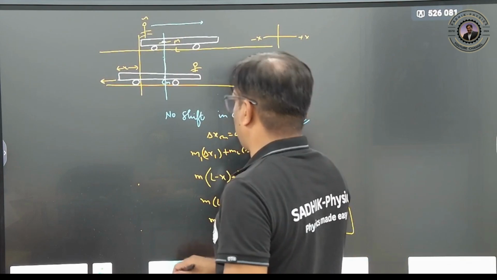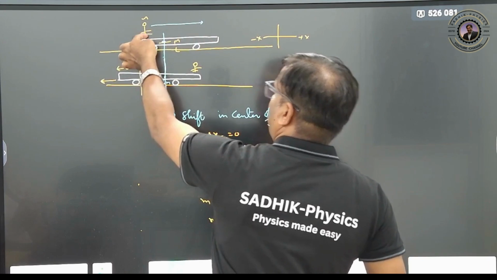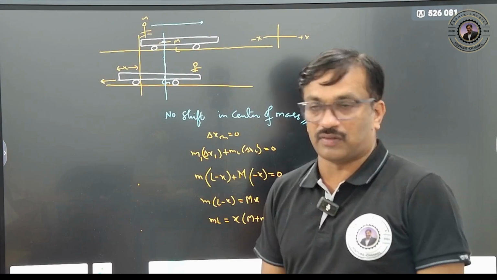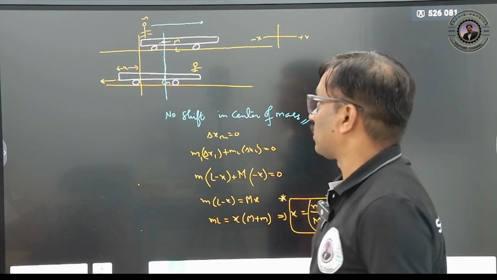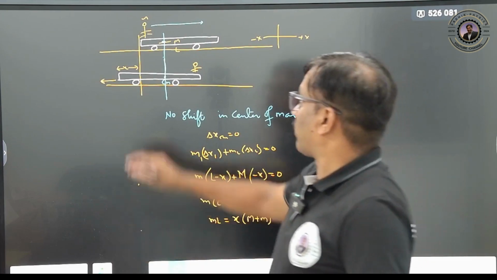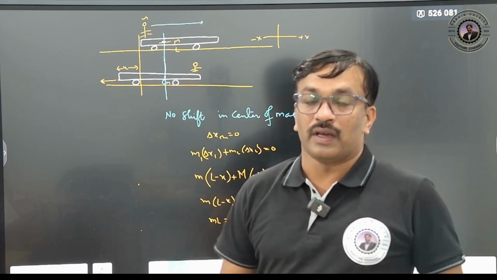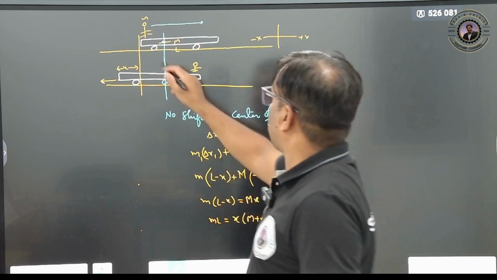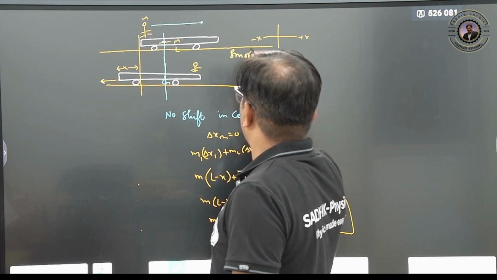So these type of problems are not only here. Even with a boat, if the person is moving from one end to another end, there is no shift in the center of mass. So how much distance it is moved, you can calculate in this pattern. Clear? If a person is sitting here and shifts to another position, the boat moves. One important point: suppose it is kept on a horizontal smooth surface.